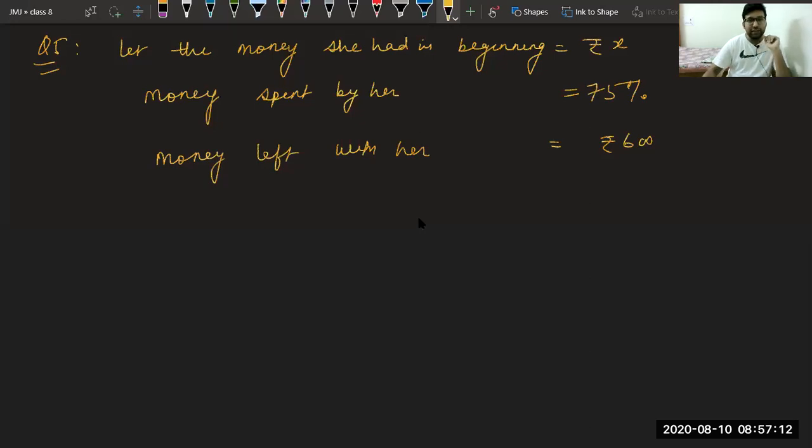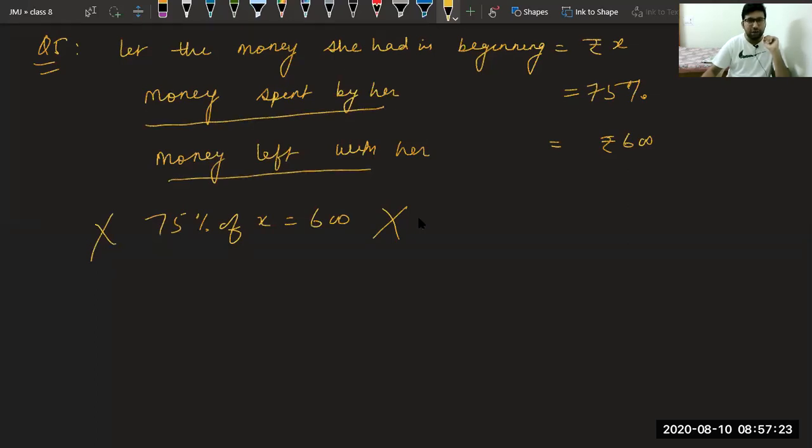No, if you say 75% of X is equal to 600, you are absolutely wrong. Please see, this is money spent by her and this is money left by her. They are not the same thing. Class, you need to understand. Hiteshri, again you are wrong. You cannot equate these two things because they are not the same.